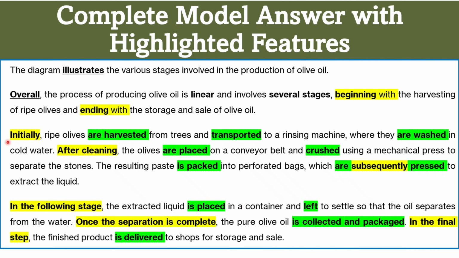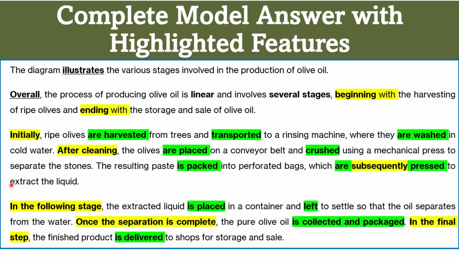You will see that all sequencing words have been highlighted in yellow. These include words and phrases like initially, after cleaning, subsequently, in the following stage, once the separation is complete, and in the final step. These words help guide the reader through the process step by step, making your writing coherent and well organized, an important part of the coherence and cohesion band score.